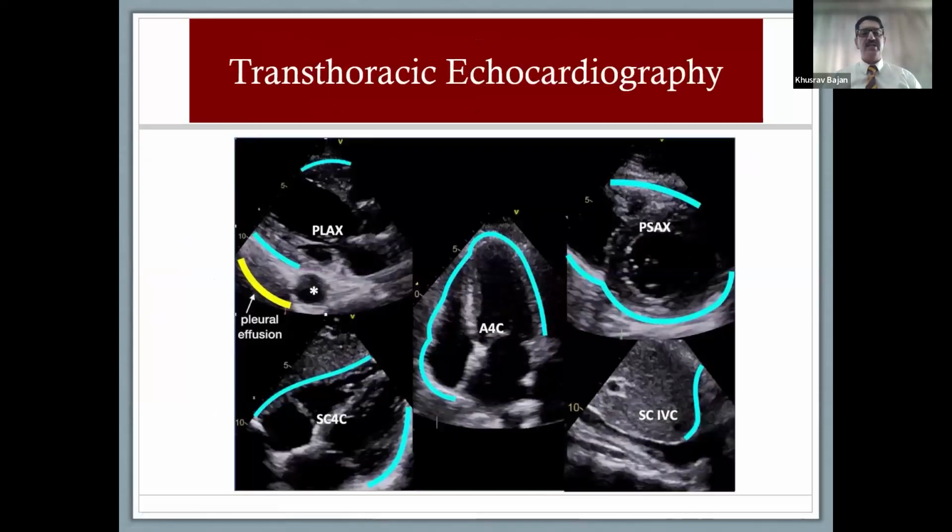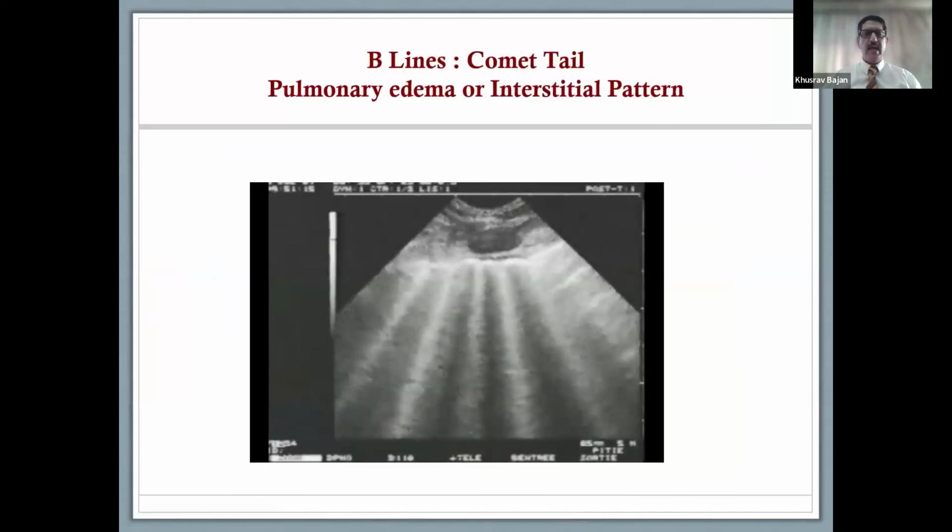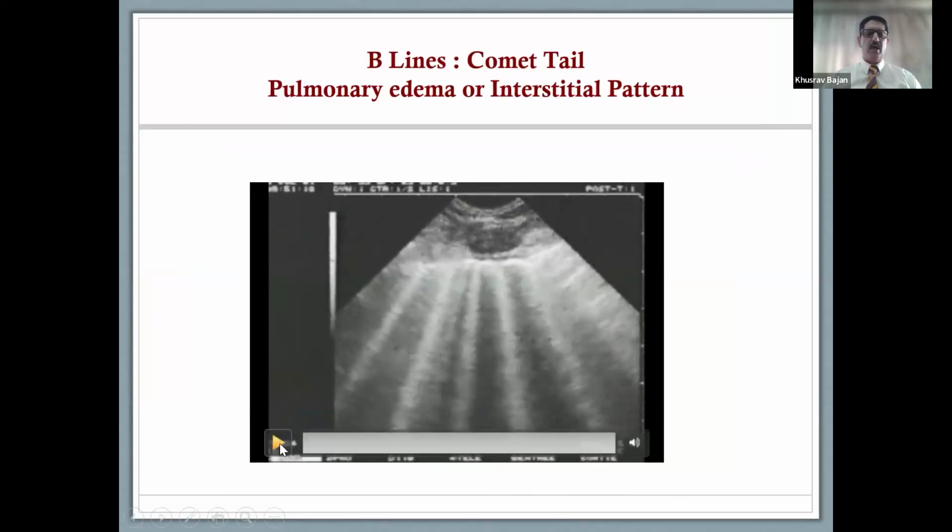As you can see, there are these 5 views in which we would do a transthoracic echo. And here in the lung echo, you can see the comet or the B lines. You can see multiple B lines; the more the B lines, the more the interstitial pattern or the pulmonary edema.